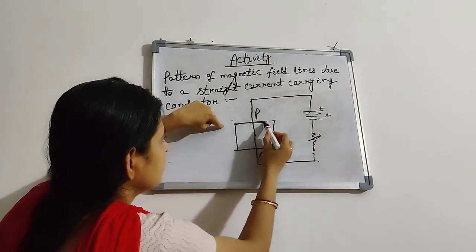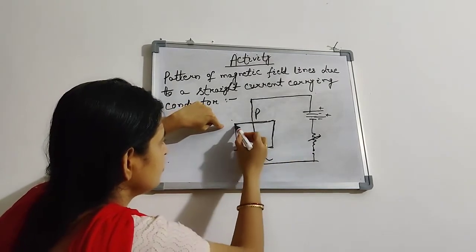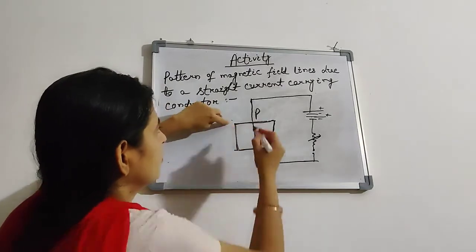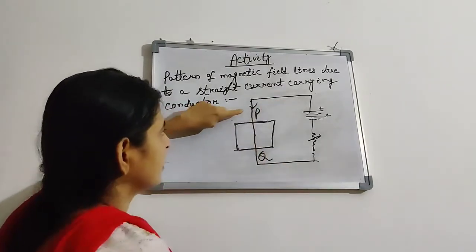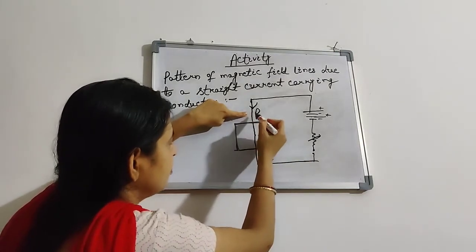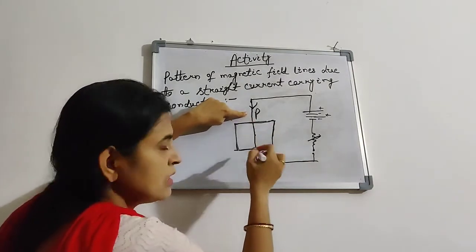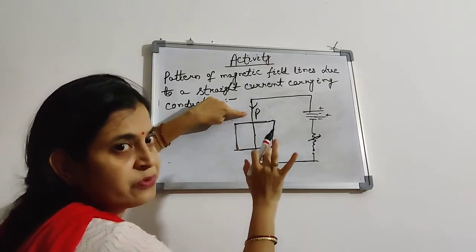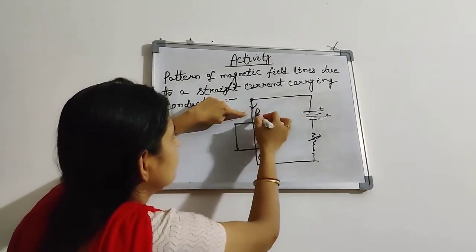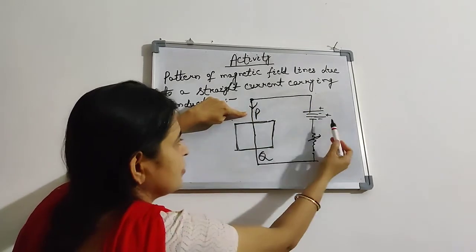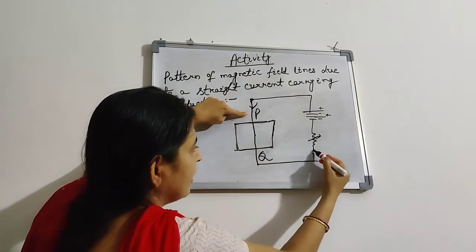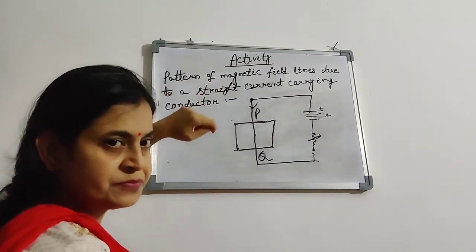This is a cardboard which is placed horizontally. PQ is a straight current carrying conductor, and the direction of current is from P to Q, meaning in downward direction current is flowing. The two ends P and Q are connected to a battery, rheostat and key. Clear?